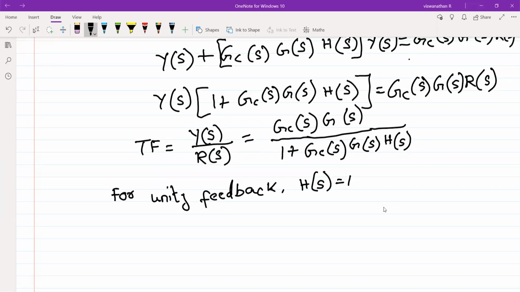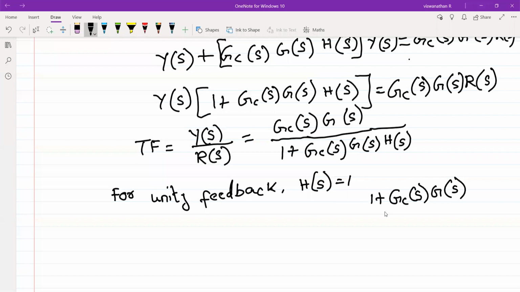Clear? So now we need to know whether this transfer function is giving stability. So stability of a system we need to check. So how do you check this stability of a closed loop system for a unity feedback? What will be the thing that you need to check? The denominator, right? 1 plus Gc(s) G(s). The roots of this equation must be what?